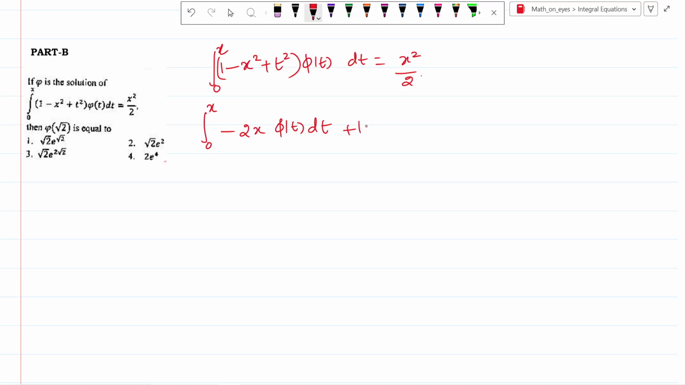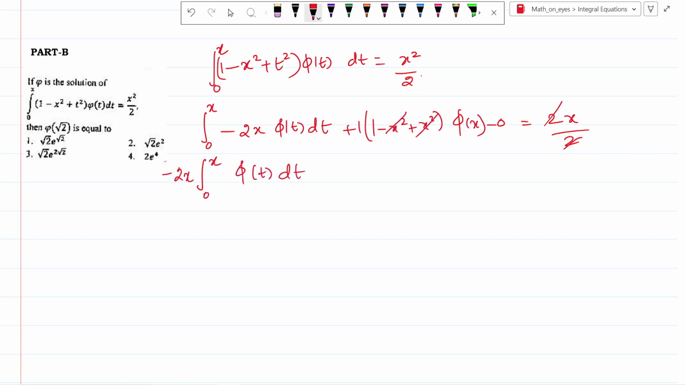And then replacing t by x, we'll have it as 1 minus x squared plus x squared into phi of x, and as your lower limit is 0, you will get minus 0 eventually, so it is equal to differentiation of the right hand side, which is 2x divided by 2. 2 cancels each other, so this implies integral 0 to x minus 2x can be taken outside, right? So phi of t dt, which is equal to, and this way here minus x squared plus x squared cancels each other, only leftover thing is phi of x, which is equal to x.